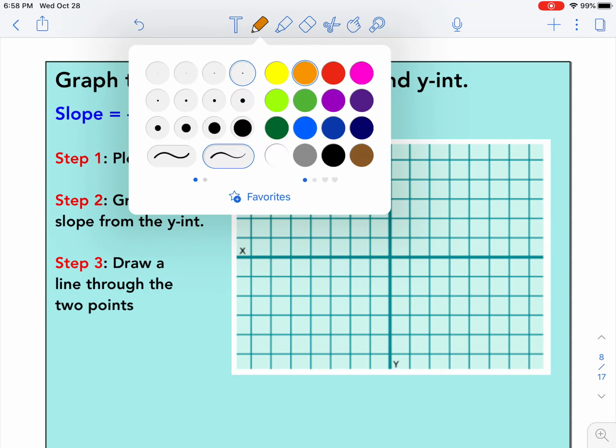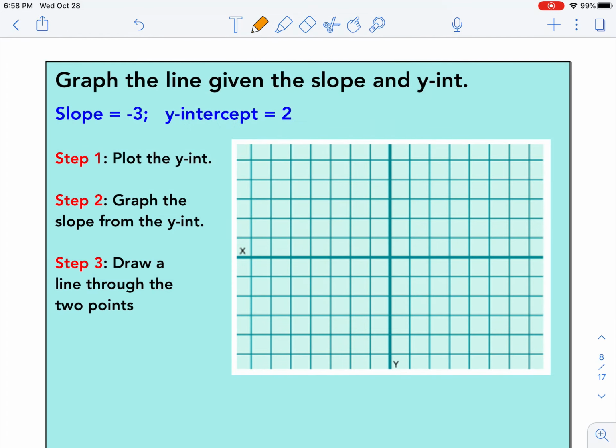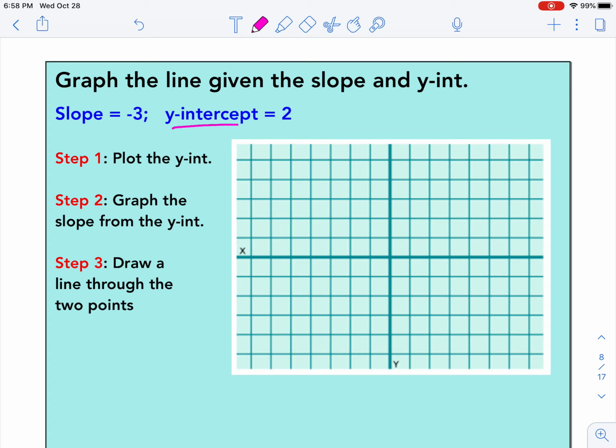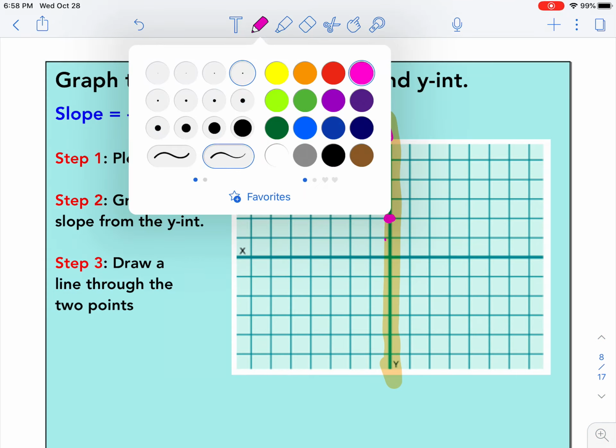It says, graph the line given the slope and the y-intercept. So we plot the y-intercept. We are given that the y-intercept is 2. So it's going to cross the y-axis right here. Remember, this is our y-intercept at 2. So 1, 2, there is where our line is going to cross the y-axis. Then we graph the slope from that point.